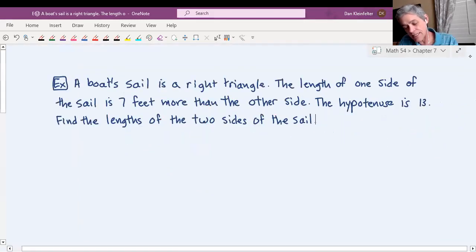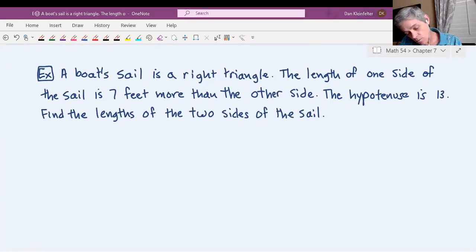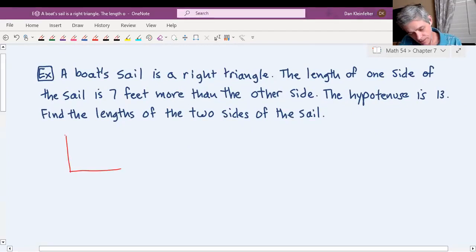This one is about a sail on a boat. It says a boat sail is a right triangle. The length of one side of the sail is 7 feet more than the other side.